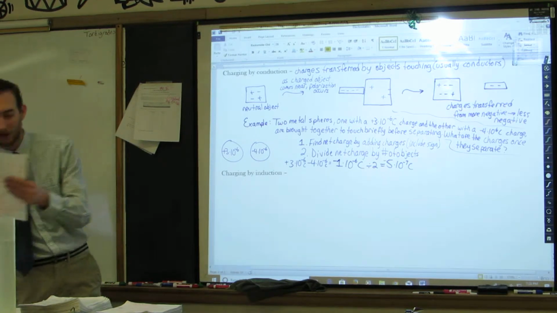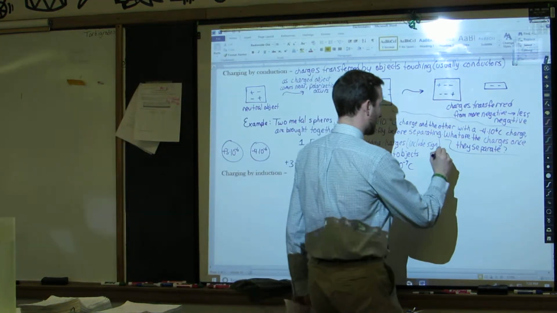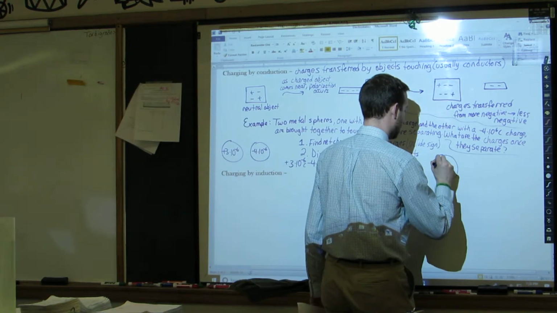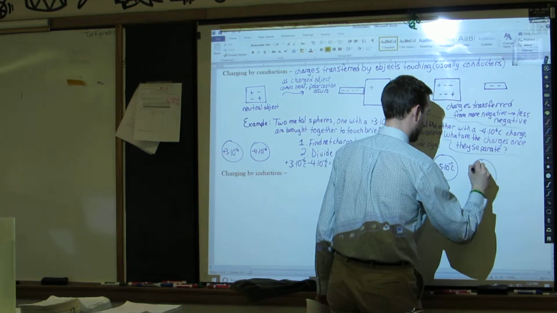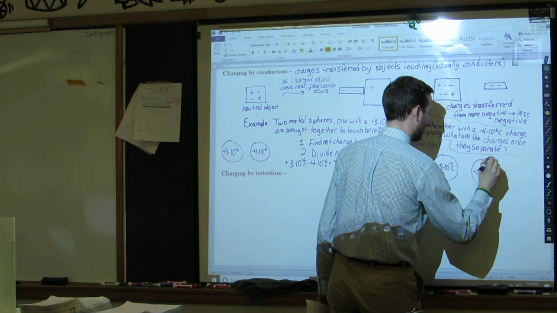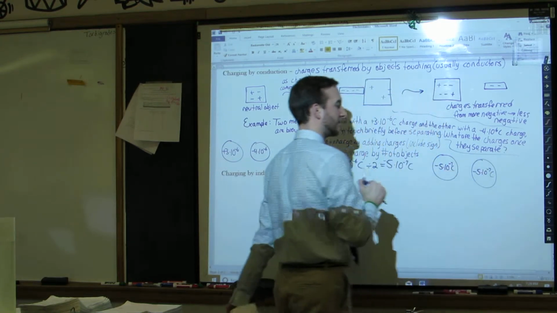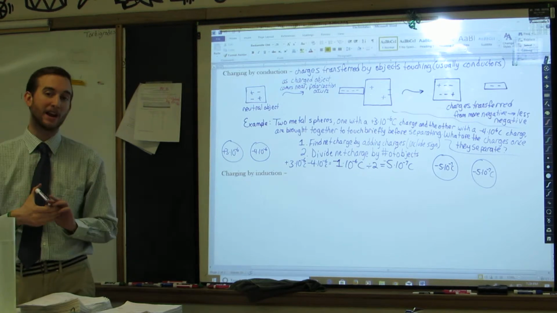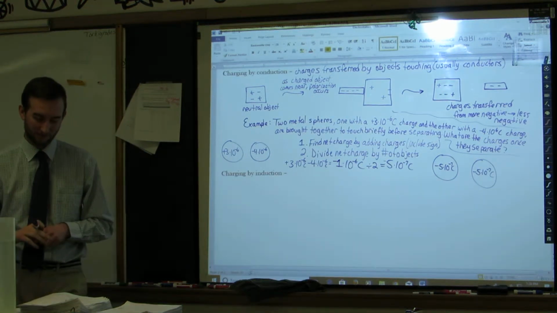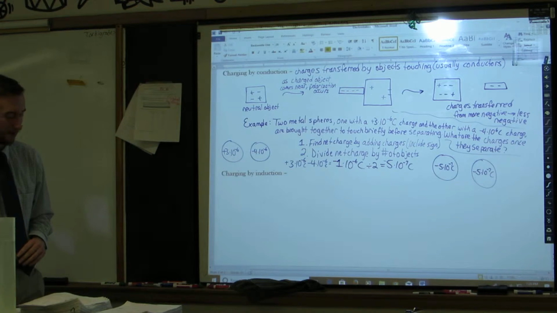So what happens here is we end up with two objects at the end that have equal charges. We started with two objects that were unequally charged. We end up with equal charges on the objects, if at all possible. There are some situations where you cannot have equal charge on the objects. That's all right, that's not too big of a deal.